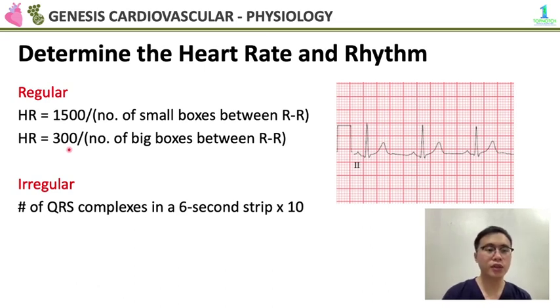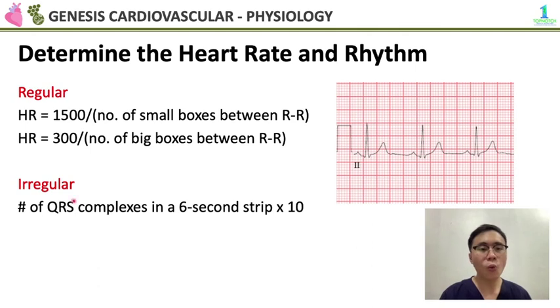Alternatively, we can do 300 divided by the number of big boxes between R to R. How many big boxes are there? 1, 2, 3, and then there's one partial box. We can combine them: 4. Just estimate. If you're in a hurry, say 300 divided by 4 is 75. See, it's not an earth-shattering difference: 71, 75. You get the point.